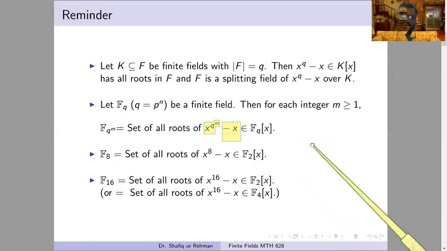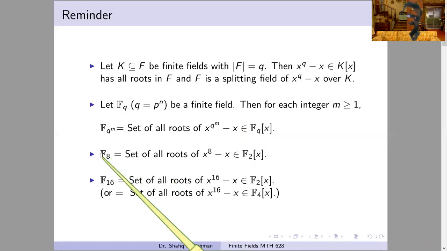For example, the field F_8 can be seen as the set of roots of this polynomial, x^8 - x, taken over the field F_2. Similarly, F_16 consists of all the roots of the polynomial x^16 - x over F_2. And notice that we can also consider this polynomial over the field F_4[x], because the coefficients of this polynomial are 1 and 1, and the remaining coefficients are 0.